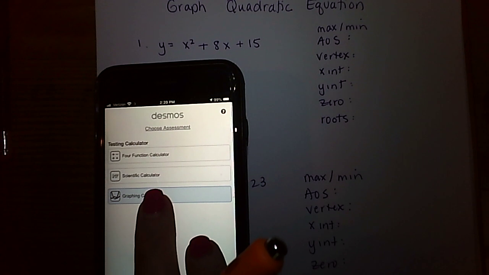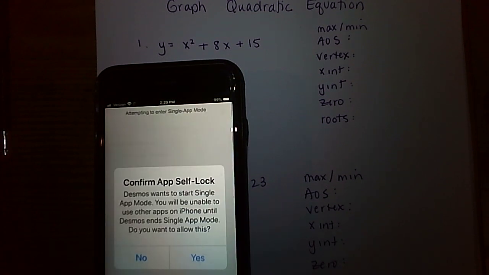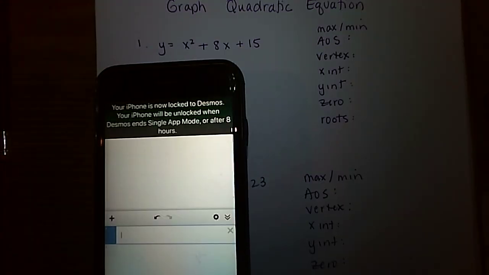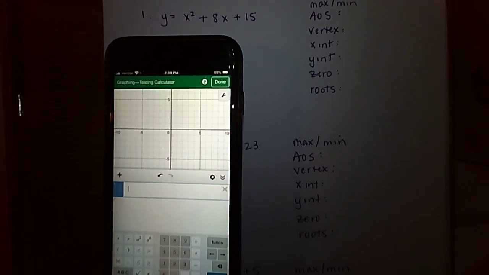So with that, I want to come into the graphing calculator because that's what I'm going to be using, and I'm going to start my test. Okay, and it says, hey, I'm going to self-lock your phone so nobody can bother you. Okay, now my iPhone is locked and I am good to go.